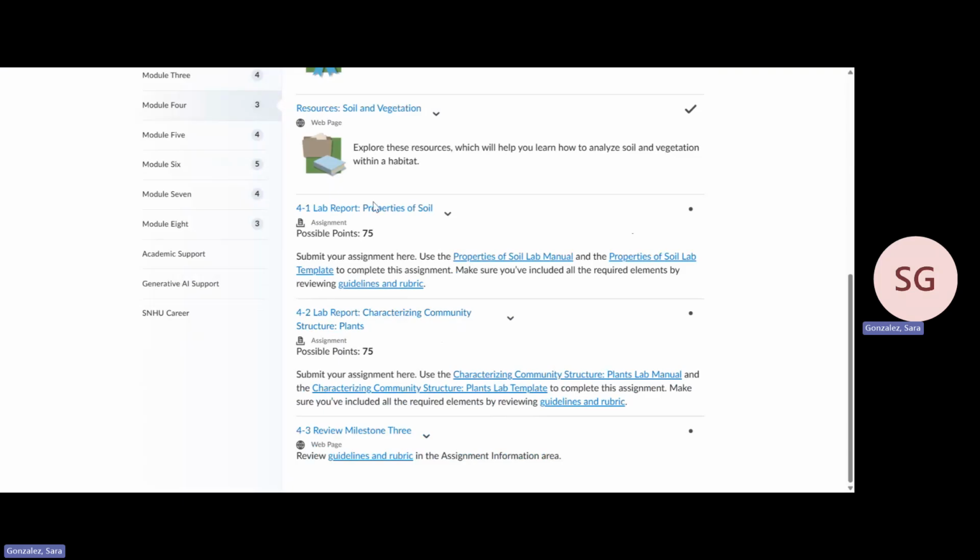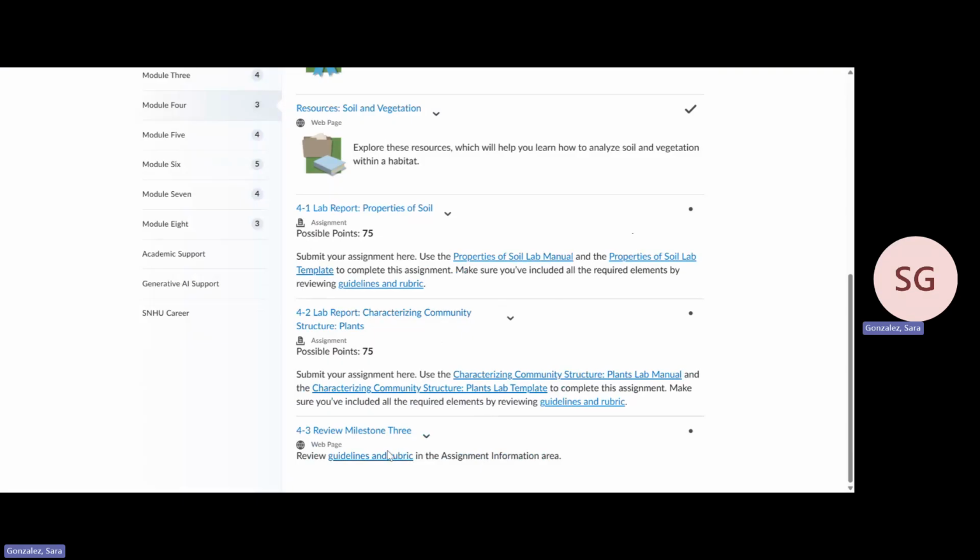So for this week, you have two labs to do. Your first lab is going to be properties of soil. Here, you're going to utilize the soil manual and make sure you complete this template to complete the lab and submit that by Sunday. Also, you have another lab called Characterizing Community Structure. Here is the manual to use as well as a template, and make sure you complete that by Sunday.